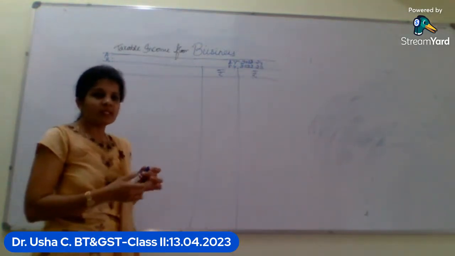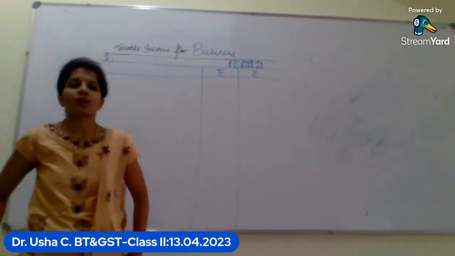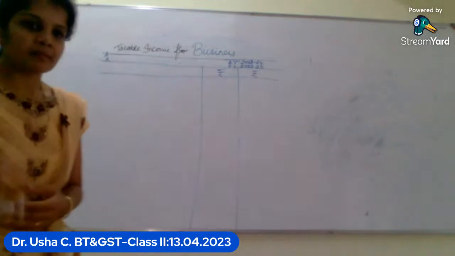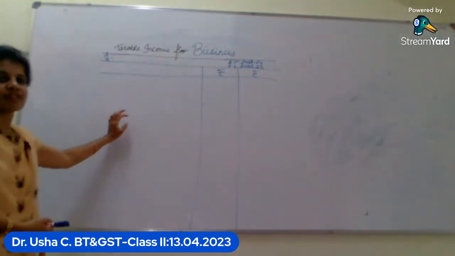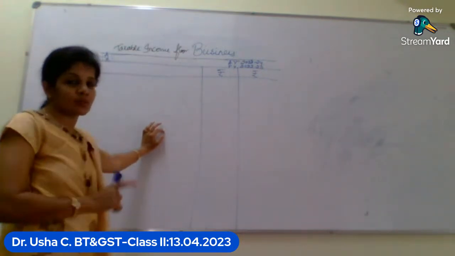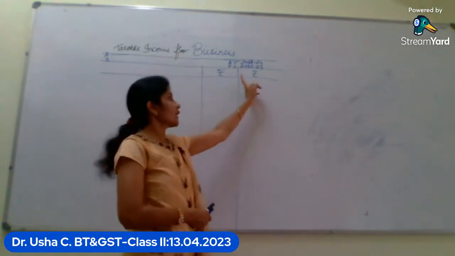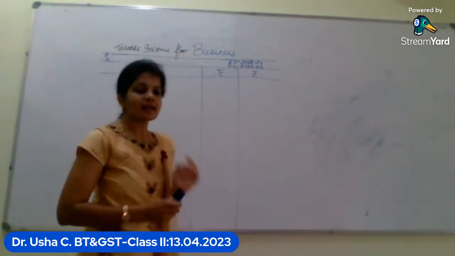What you have to remember is what your assessment year is and what the previous year is that you are going to consider. Studying this business taxation in the second semester of 2022-23, you are going to consider the previous year as 22-23 and 23-24 as the assessment year. Understand?